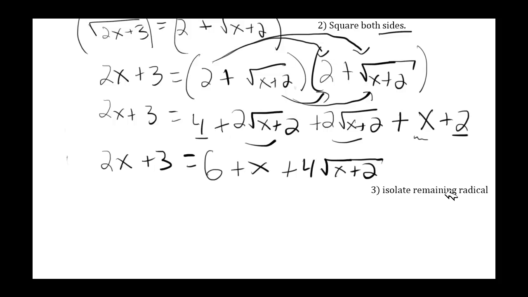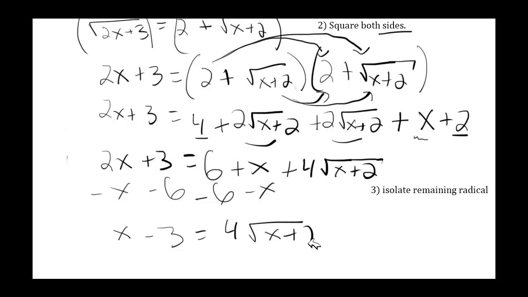Okay, now we're going to isolate the remaining radical. So it's right over here. Move this 6 to the other side, and move the x over. So it gives me x, 3 take away 6 is minus 3, is 4 root x plus 2. And that is isolated enough as long as we're careful. Okay, next step.